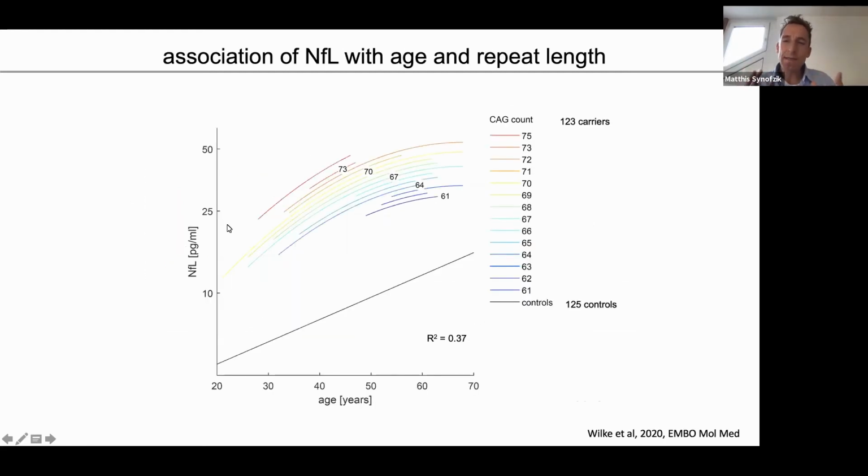So what is driving this increase of NFL that we see in SCA3 subjects? There were two main factors. One is, of course, age, as I've shown you before. The second factor is the CAG repeats. And you see here a model which shows that it is age, but also the length of the CAG, which drives the NFL increase. So those are two of the main determinants of the individual NFL levels.